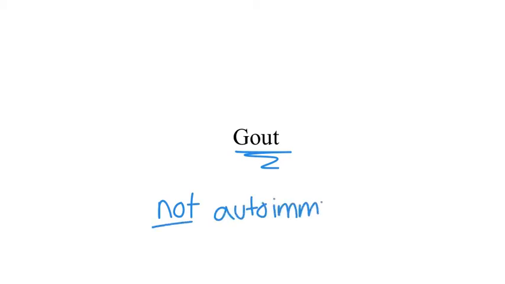This last video in the immunology and joint disorders section will be about gout. Gout, again, is not an autoimmune condition, but it does involve inflammation in the joint space and therefore is relevant to discuss with the other disease states we've been talking about.